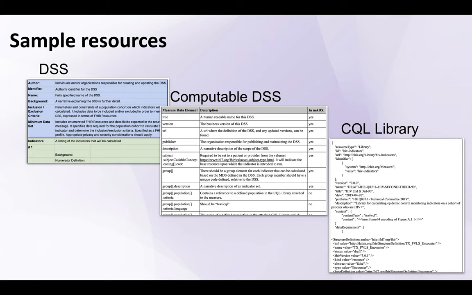A data sharing specification, which can be used by the business analyst to document the requirements for data reporting of an indicator or aggregate report. A computable version of the data sharing specification defined in terms of relevant FHIR resources. And finally, a CQL library, which provides the computations from the FHIR resources into the aggregate report.